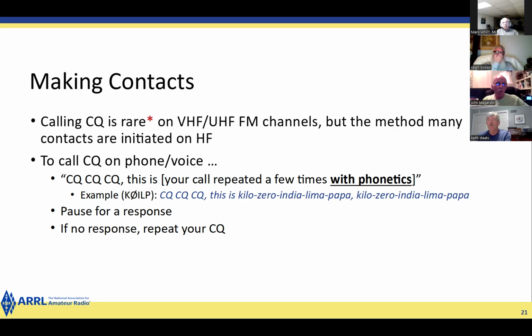Do pause, don't keep sending without a pause. And I just hate it when somebody just keeps calling. If they call CQ, CQ, CQ, CQ, CQ, CQ 10 or 15 times, and then they only send their call sign once, and then they start it all over again. Okay, drives me nuts. Usually what I do is I just keep going. I don't even bother answering it.